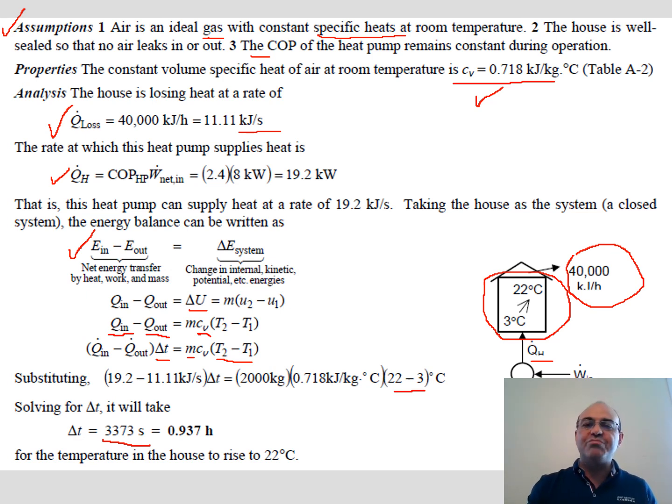So in order to prevent that, because we don't want the room to become too hot, we would need to turn down the heat pump so that it provides heat at a lower rate. At a rate equal to how much? Once we have reached 22 degrees C, we would only need to provide 11.11 kilowatts of heat to the room, equal to the amount of heat which is lost to the surroundings.